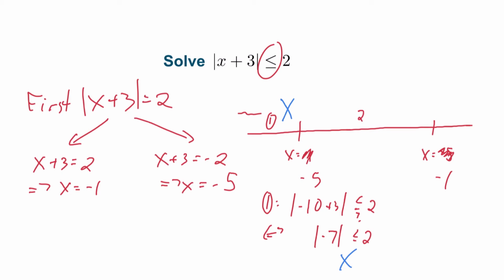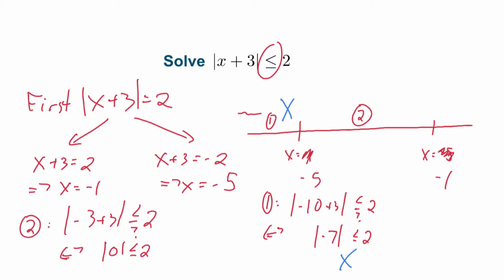Now we can look at region 2 and pick a nice point in between -5 and -1. Let's pick -3. So we'll do that here. We'll check -3 plus 3. Is that less than or equal to 2? Well, that's if and only if the absolute value of 0 is less than or equal to 2, which it is. So in this region 2, the inequality is valid. So this is a region of solution.